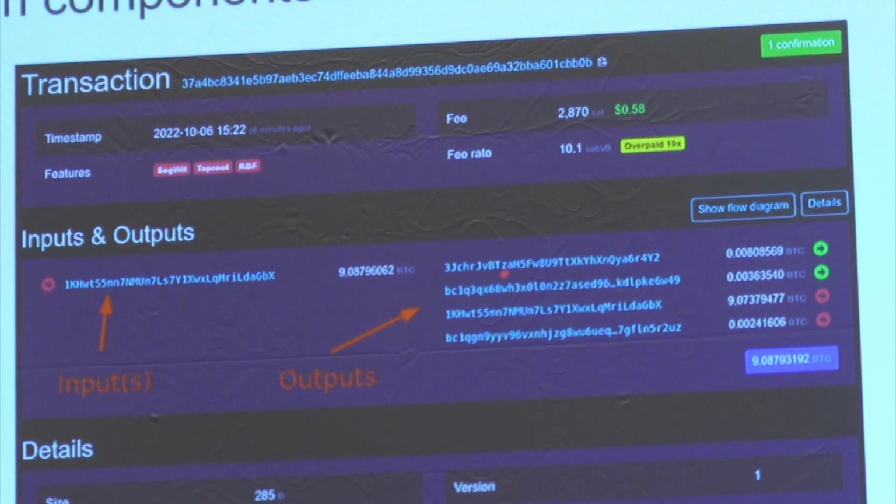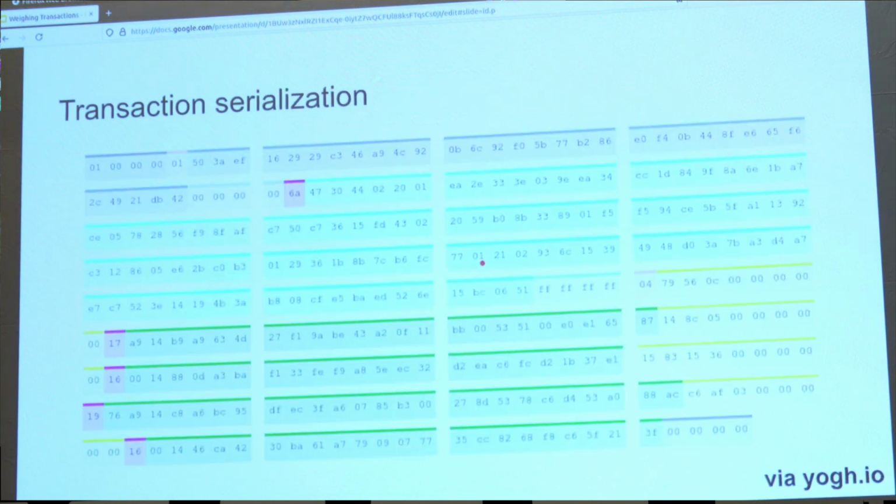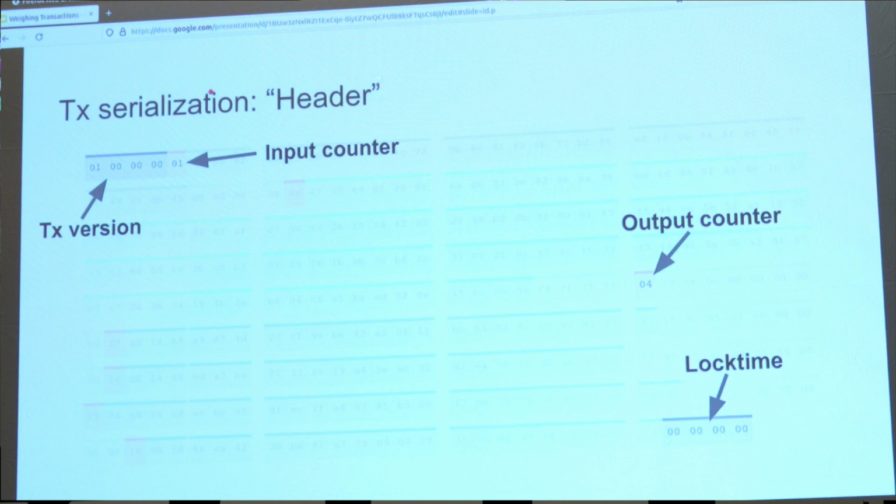And now under the hood, this looks a little more detailed. If you look at the serialization of a transaction, here nicely colored by yogg.io, you can see that all of this information is encoded in a string of hex, and this hex is colored here by the different functions. So I'll walk you through what we're looking at here. At first, we're going to look at the metadata of the transaction.